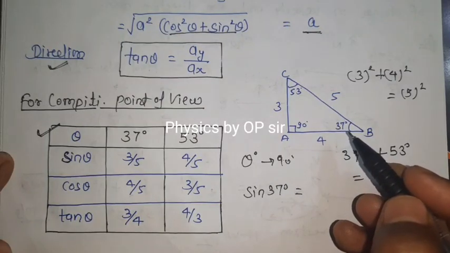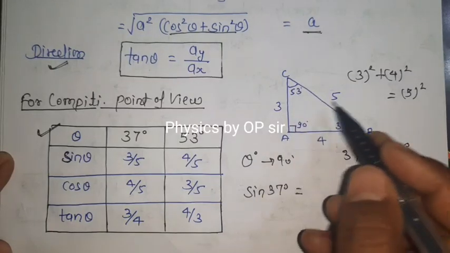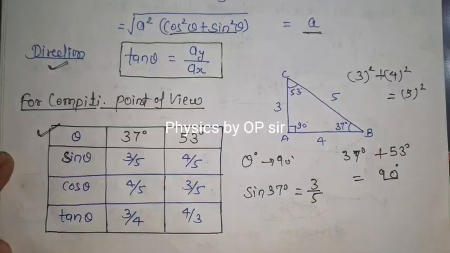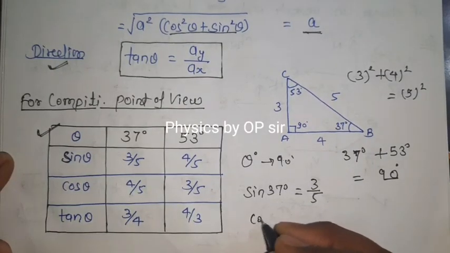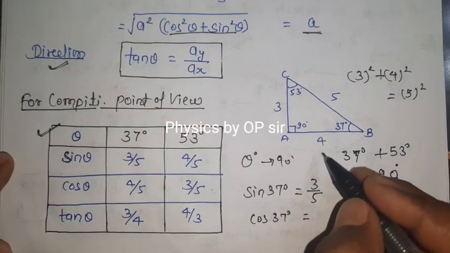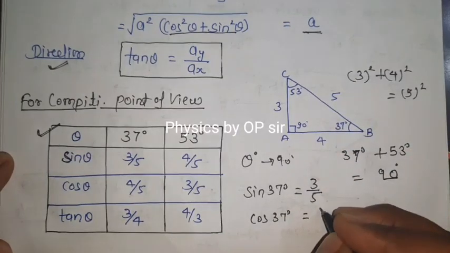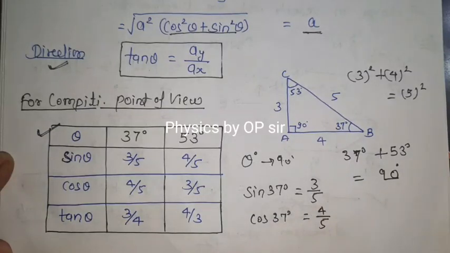Now if we want to find sin 37, sine is perpendicular upon hypotenuse. For 37 degree, the perpendicular is 3 and the hypotenuse is 5, so its value becomes 3 by 5. In the same way, cos 37 is base upon hypotenuse, which is 4 by 5. Simply we can find the value of tan 37 also.